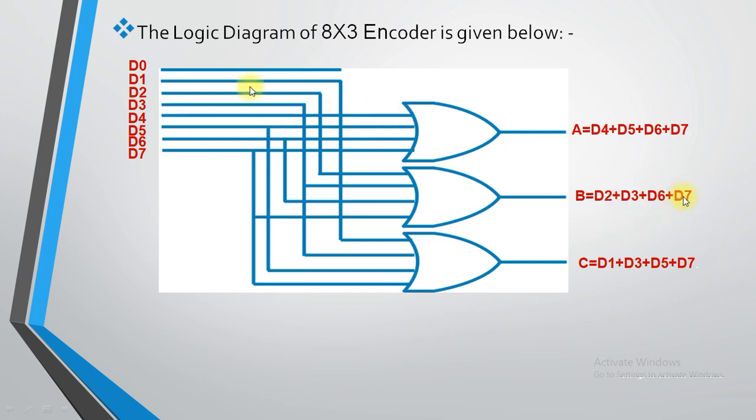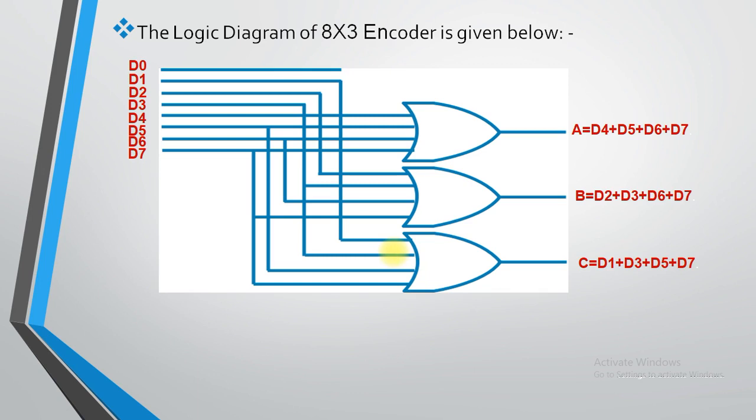2, 3, 6, 7. So this is the line 2, 3, 6, 7. And for the third variable C equals 1, 3, 5, 7. So first of all you need to take line from this 1, then 3, then 5 and then 7. See, cabling you can take from anywhere, right? So don't worry regarding such.